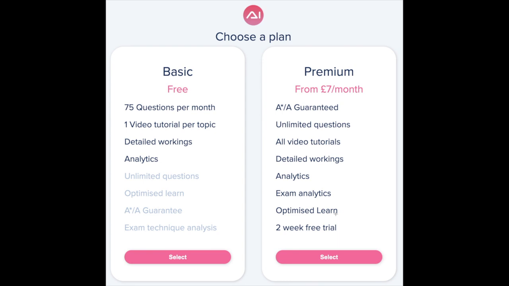And probably the best part of the premium membership is you get access to a 2-week free trial. So you can sign up for a few weeks, test it out, see if you like the premium features. If you don't, then you can just cancel your account and you won't have to pay a penny.